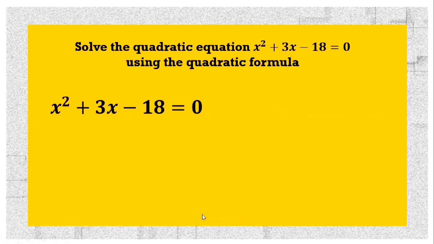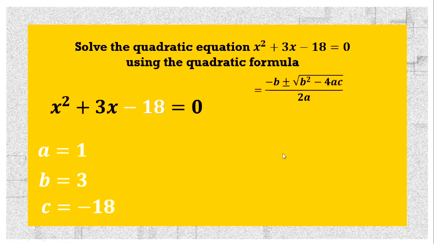Okay, next example, x squared plus 3x minus 18 equals 0. So, in this equation, our a is 1, b is 3, and c is negative 18. Then, substitute lang natin sa ating quadratic formula. We have x equals negative 3, positive and negative square root of 3 squared minus 4 times 1 times negative 18, all over 2 times 1.